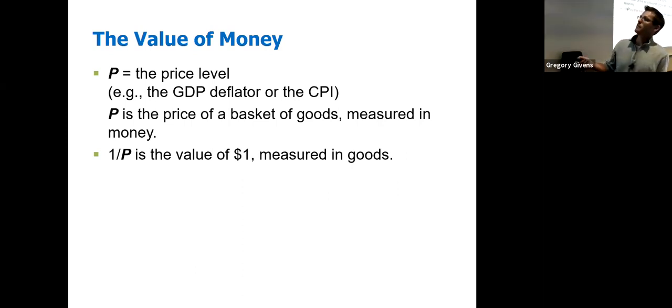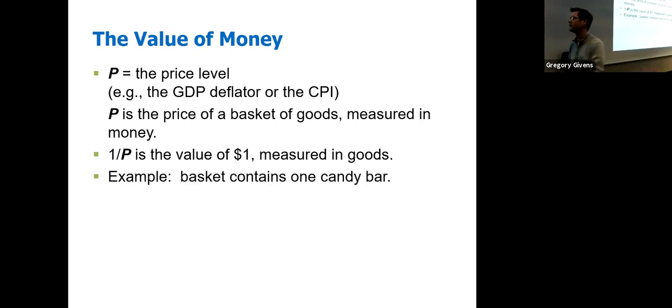Now, if P measures the price of some basket of goods in terms of dollars, then what does $1 divided by P dollars reflect? That reflects the value of a single dollar measured in actual real goods and services. So if P is the price level, then the real value of our money is simply measured by the reciprocal, 1 divided by the price level.